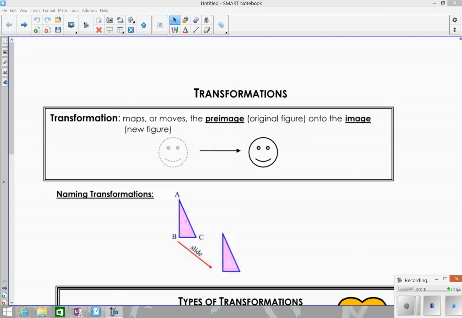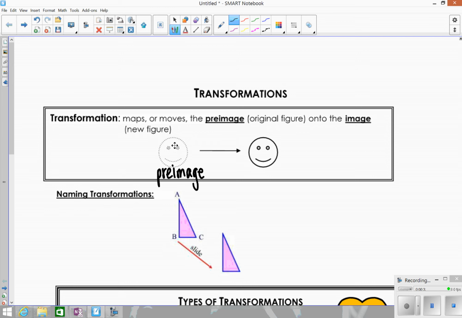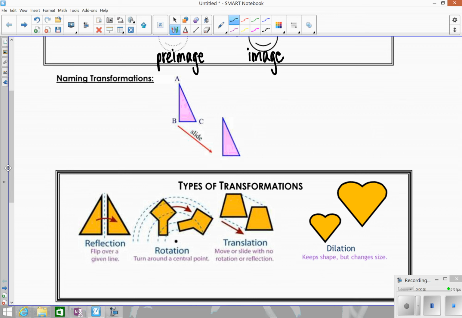So the first thing is a transformation is some type of movement that's going to map what we call the pre-image, so the original figure, onto the image, or the new figure. So if we look at the smiley face here, this would be the starting figure, which is called the pre-image. And then you're mapping this, or you're moving it onto this new figure, which is going to be called the image. So that's what a transformation is. It takes one figure and it moves it by doing some kind of reflection or turning or sliding, and then you get an image.